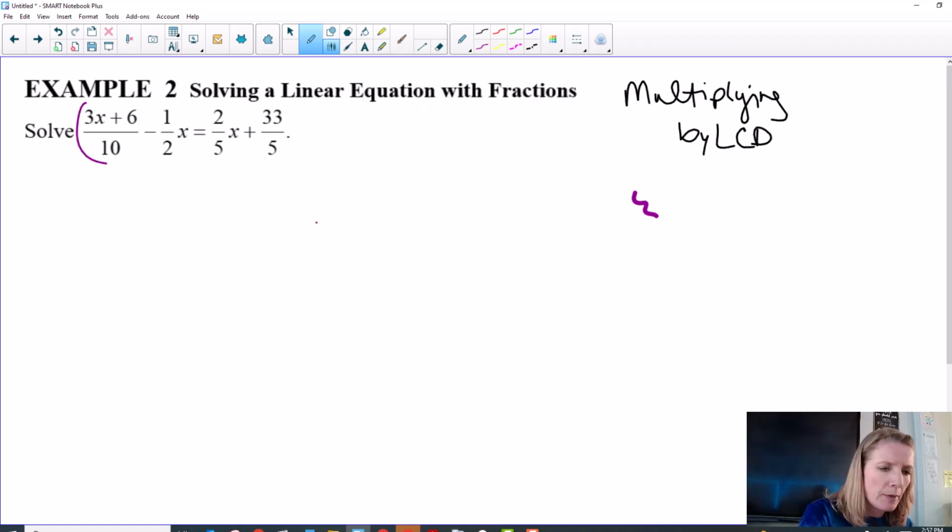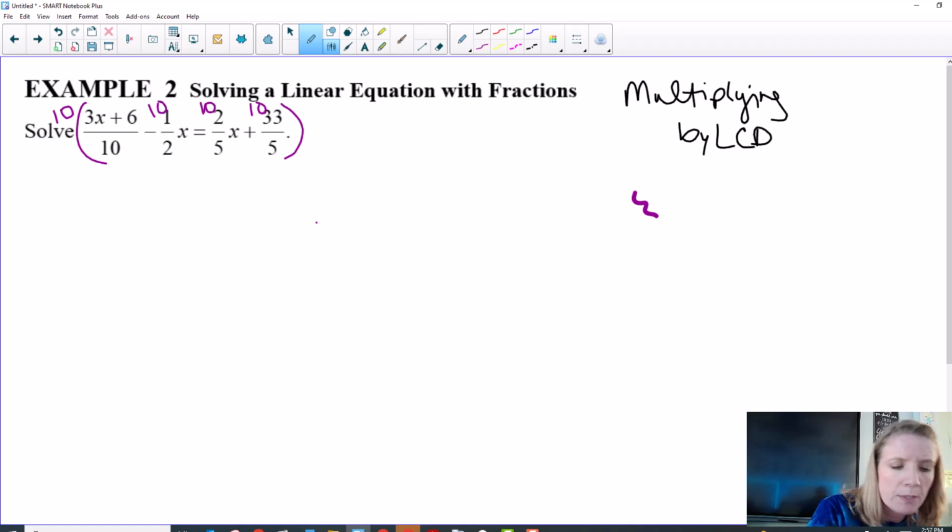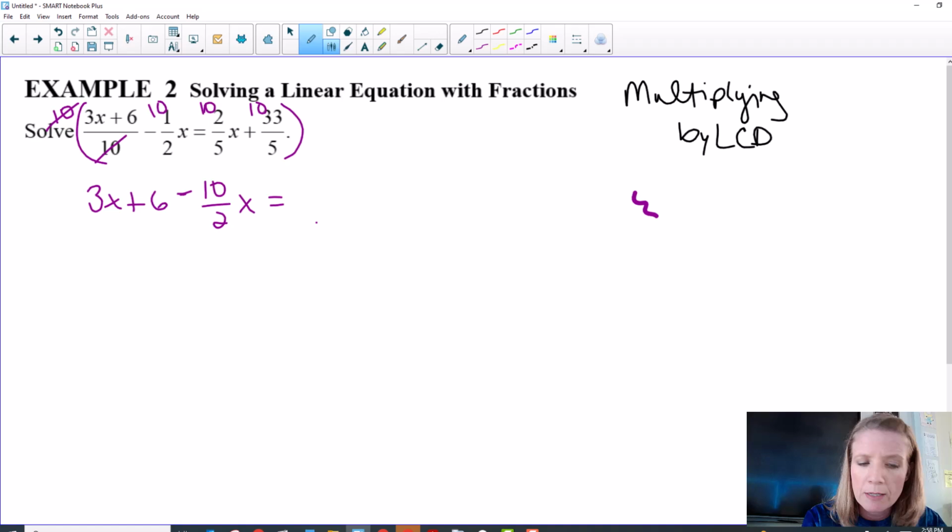So my least common denominator between a 10, a 2, a 5, and a 5 is 10. 10 is the smallest number that all those numbers will go into. So I'm going to multiply 10 on all the tops. The first one, the 10s cancel, so you have 3x plus 6 minus, then you have 10 over 2x equals 10 times 2 is 20 over 5x plus, I'm just going to leave that as 10 times 33 over 5.